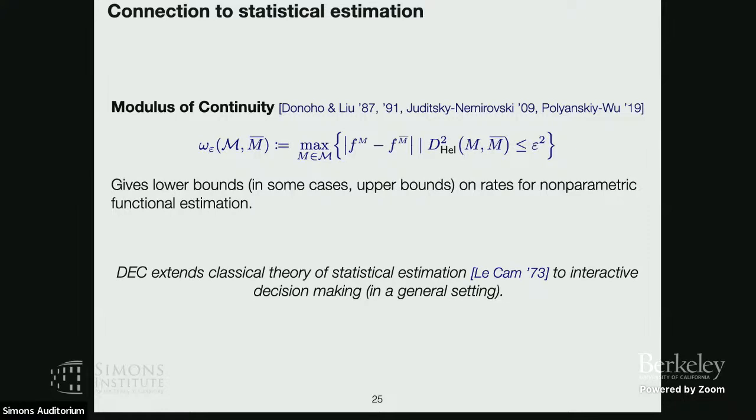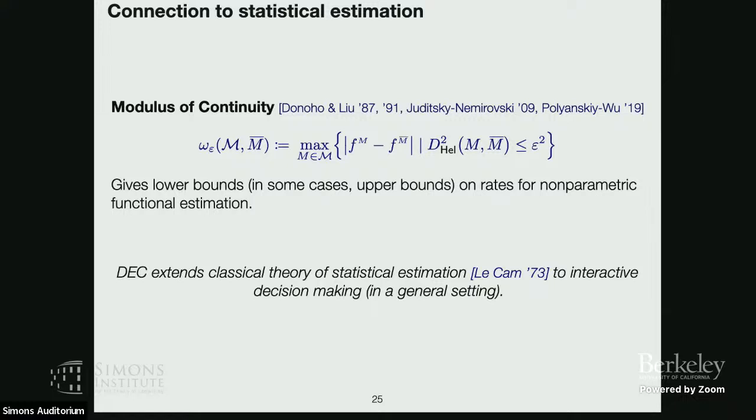Here, I've written it in the same language as this general decision-making setting to emphasize the similarities. Models are just going to be distributions over samples, everything is IID. FM is the functional we want to estimate. And this is just saying, if we look at the Hellinger ball around some reference model, what's the biggest error in the value of functionals? What Donoho and Liu showed is that this lower bounds the optimal risk for any non-parametric estimation problem. It also gives upper bounds under various technical assumptions.